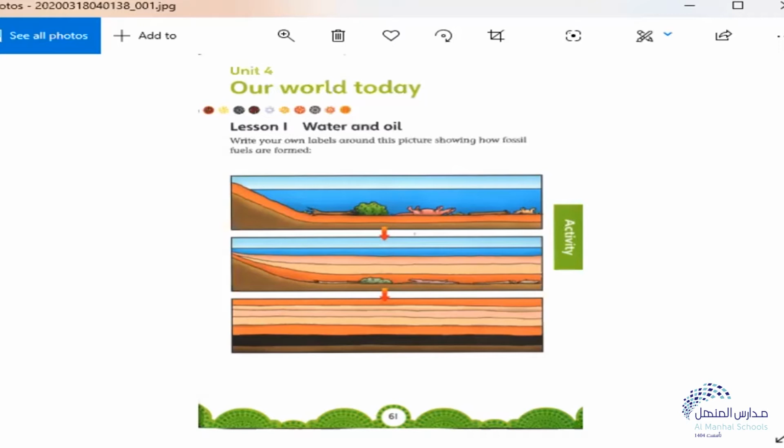Sediment is a layer of very fine dust, and then you get the topsoil, the sand and the rock, and then the dead animals and plants, and the white part again is the fossil fuels. I will repeat it again slowly.